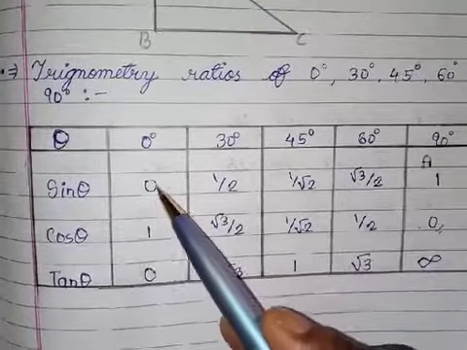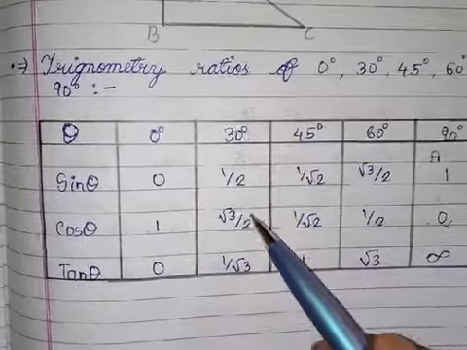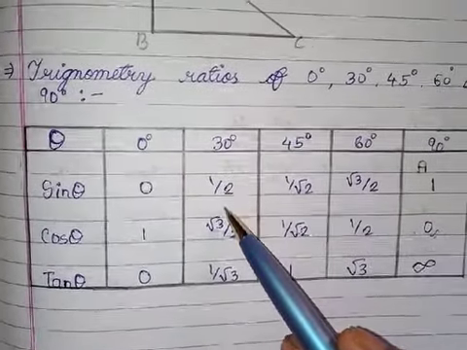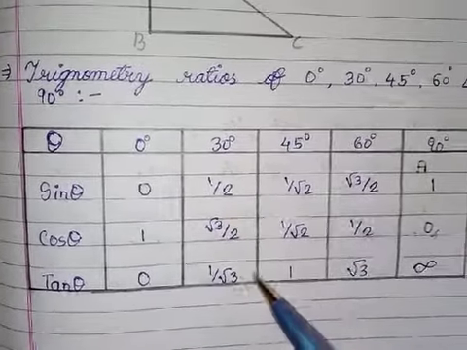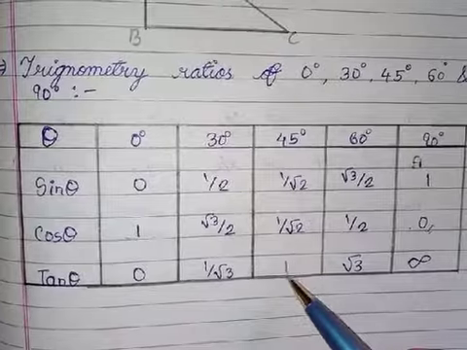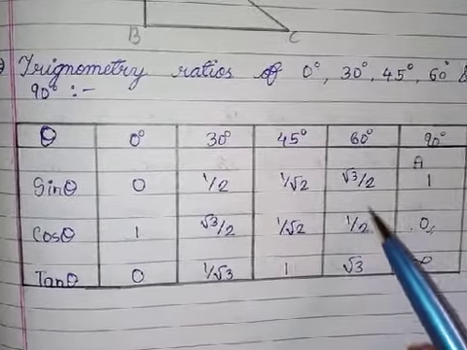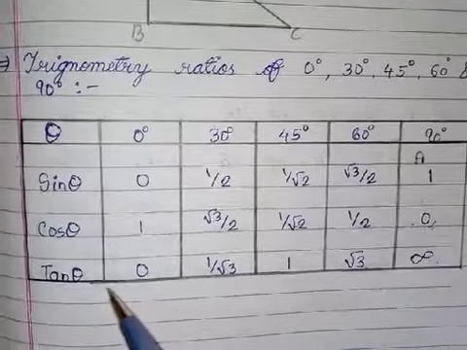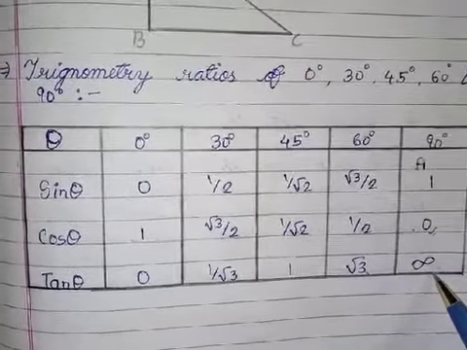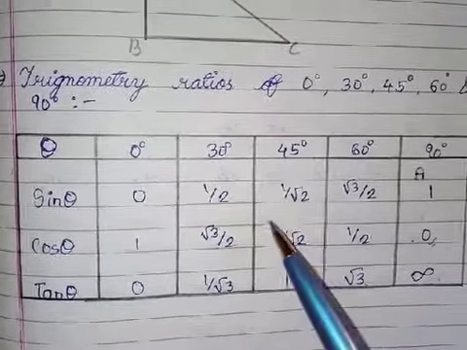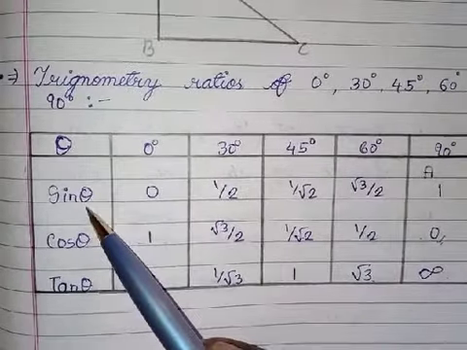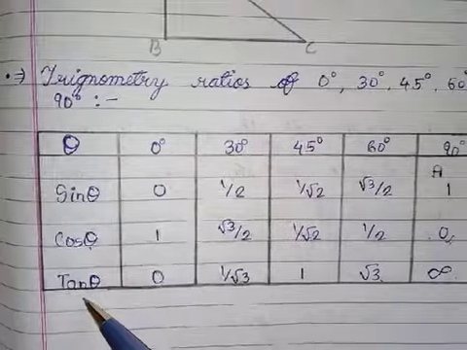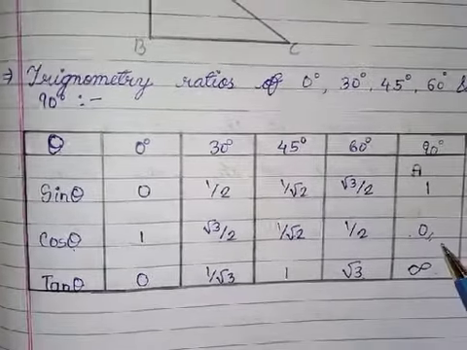And if you take the ratio, 0 upon 1 is 0. Then 1 by 2 over root 3 by 2: 2 and 2 will cancel out, it will be 1 by root 3. Then 1 by root 2 over 1 by root 2 will cancel out, it will be 1. Then root 3 by 2 over 1 by 2: 2 and 2 will cancel out, it will be root 3. And 1 upon 0 is infinity. So that will be the values of tan theta. If you inverse it, you will get the values of sec and cosec.